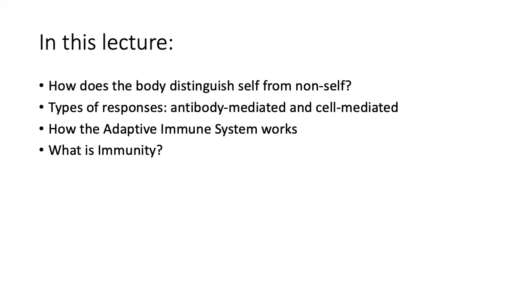In this lecture specifically, we're going to first start off by talking about how our body distinguishes self from non-self. In other words, how does the body know which cells belong to us and which cells are foreign? We'll also talk about the fact that the adaptive immune system can respond to pathogens in two different ways. This is the antibody-mediated response and the cell-mediated response. And as we discuss these types of responses, we'll really be looking at how the adaptive immune system works. And we'll wrap up the lecture by talking about what is immunity? What does it mean to be immune from a pathogen or disease?